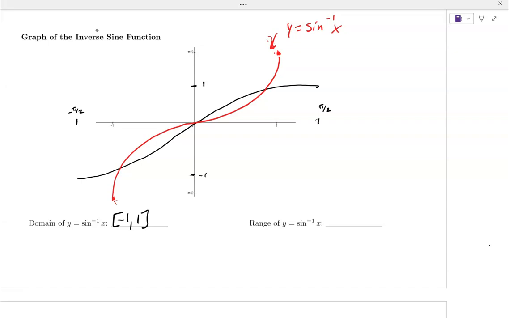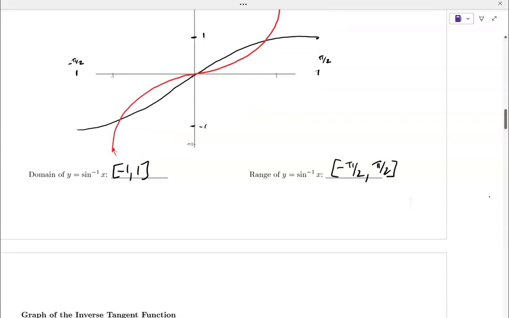The range of the inverse is the domain of the original. Here's where the restriction comes in. What did we restrict to for the original sine? Negative pi over 2 to pi over 2, so that'll be the range of your inverse sine function. Again, you cannot plug anything in for inverse sine that's not between negative 1 and 1. You cannot get anything out of inverse sine that's not between negative pi over 2 and pi over 2. Okay? All right.